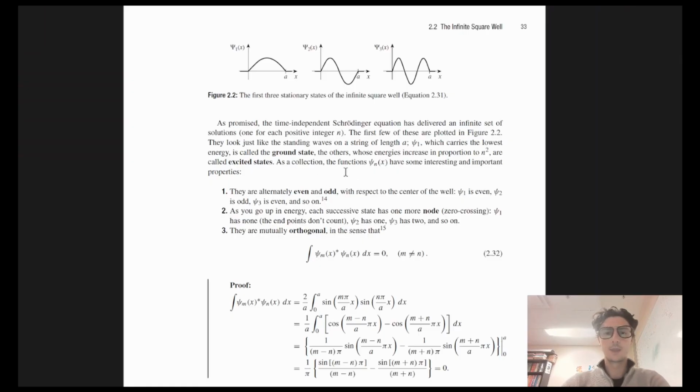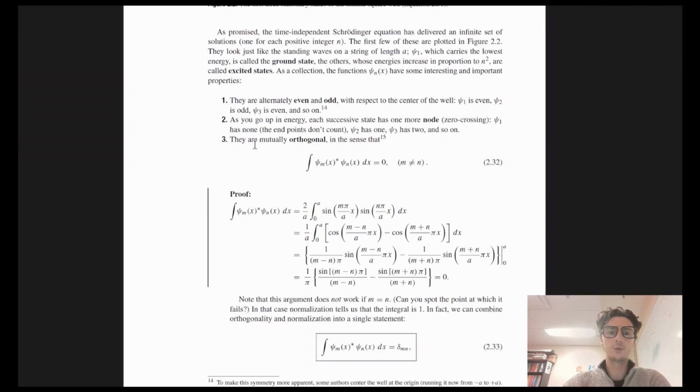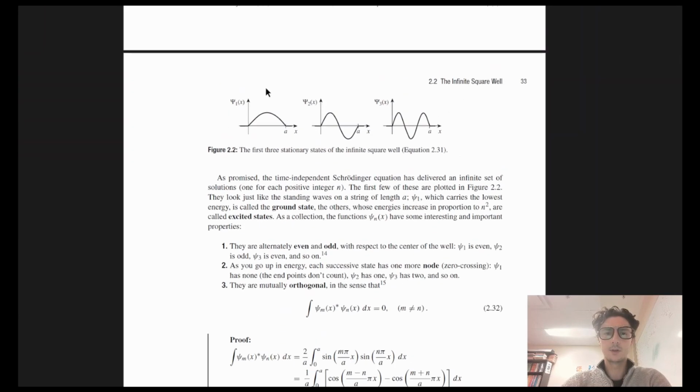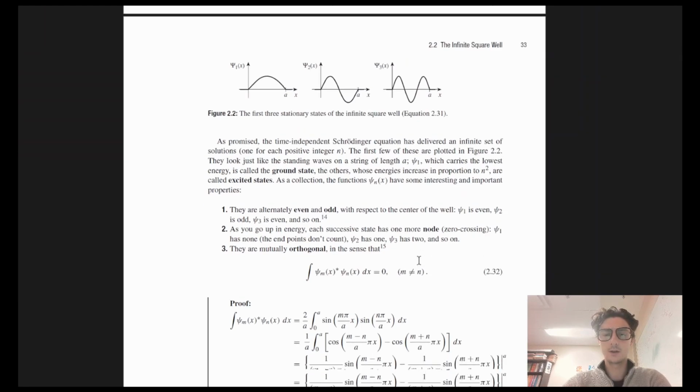As a collection, the functions psi n of x have some interesting and important properties. Here they are: 1, 2, 3. They are alternately even and odd with respect to the center of the well. Psi 1 is even; you can see that with respect to the center of the well, it is even because the left side of psi is the same as the right side of psi. Psi 2 is odd, so if we cut the well in half, this side is completely opposite from this side. Psi 3 is again even, and so on.